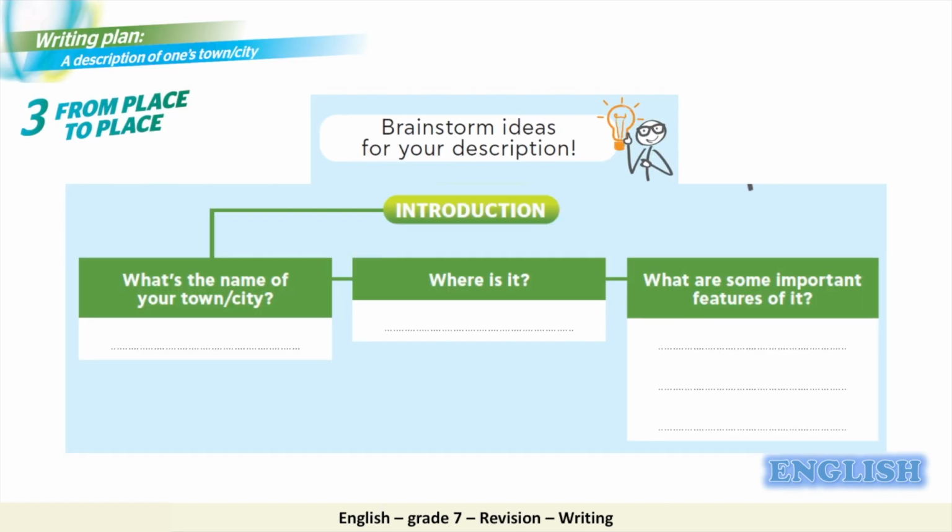For example, what's the name of your town or city? We could say London. Where is it? In the UK. What are some important features of it? About 9 million people live in it.